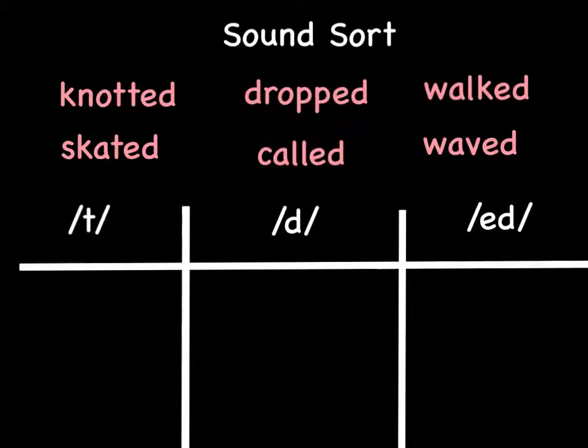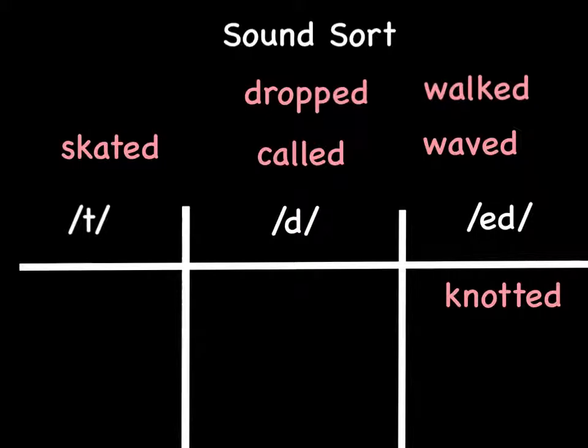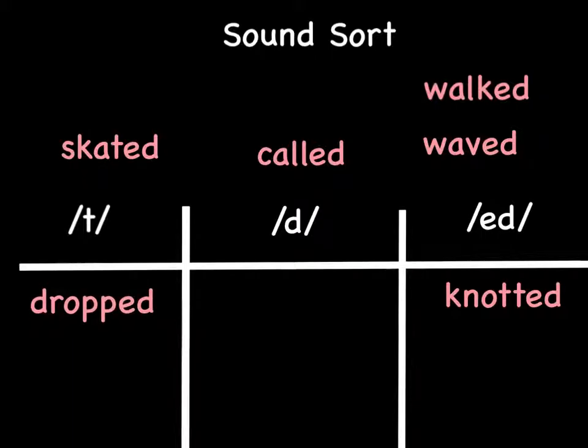Now let's see if we can do a sound sort. We have 6 words to sort. Let's start with the word knotted. Does it end with the T sound, the D sound, or the ed sound? Knotted. If you said the ED sound, you were correct. Now let's look at the word dropped. Say the word, dropped. What sound did you hear? If you said the T sound, you were right.